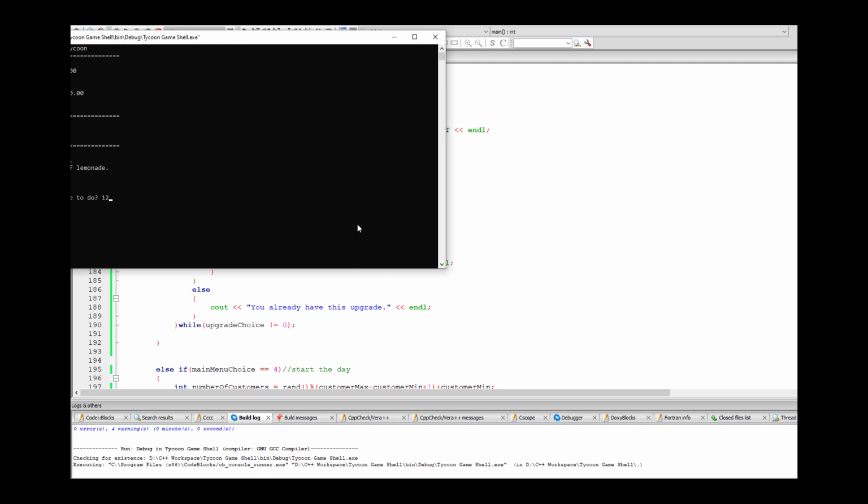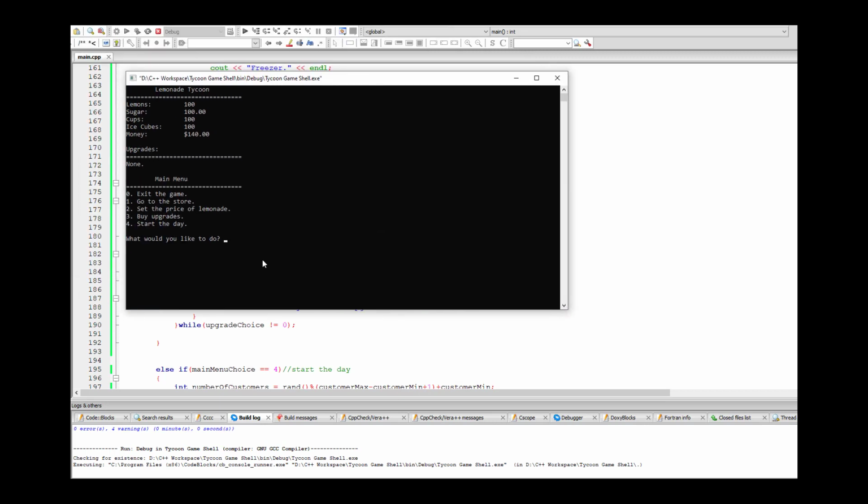Okay, so 1, 2, 3, 4, 5. Let me bring this into the screen for you. Okay, so buy upgrades, 3, 1, buy the freezer. Okay, the money went down by 100 bucks, but you can see our upgrade now includes the freezer. I should take away this period there. Don't really like it. And then I'm going to choose 0 to come out of this. All right, and yeah, there you go.